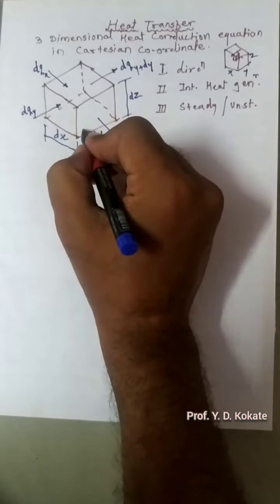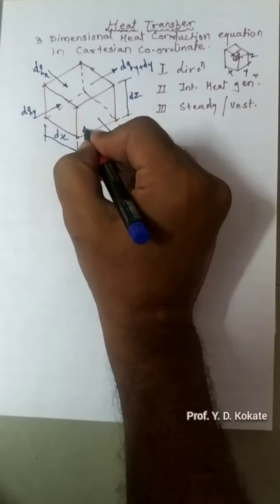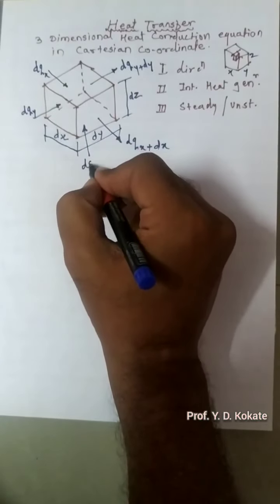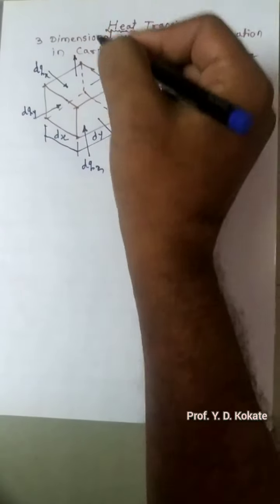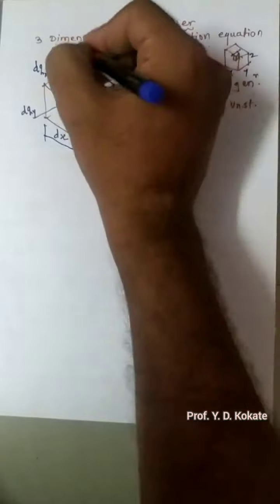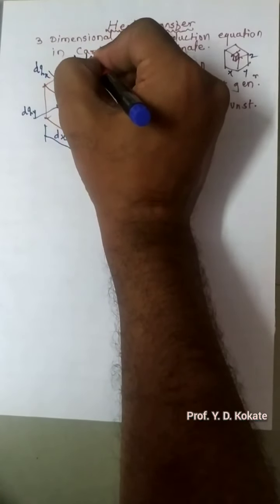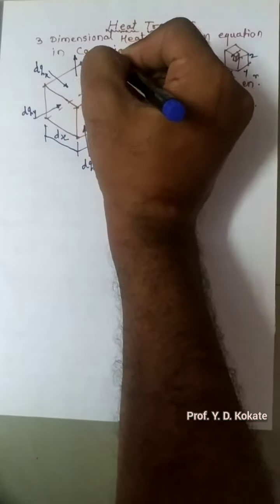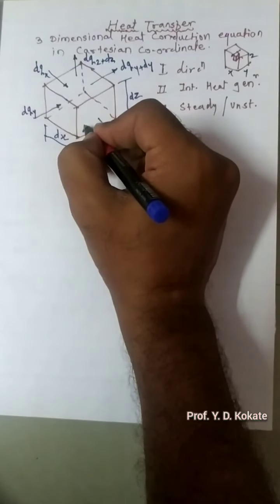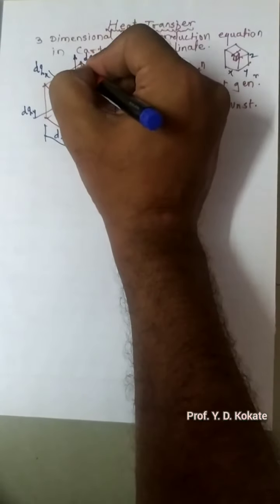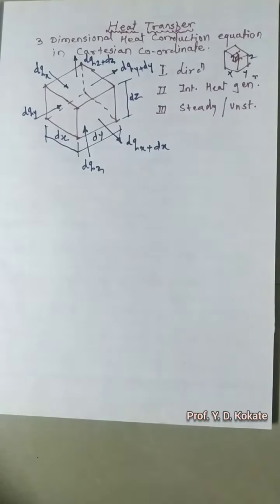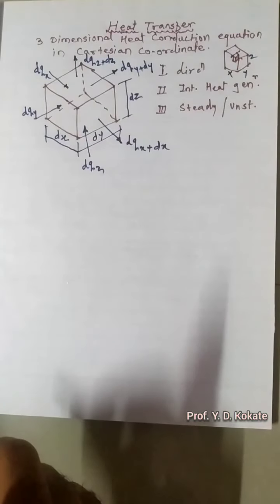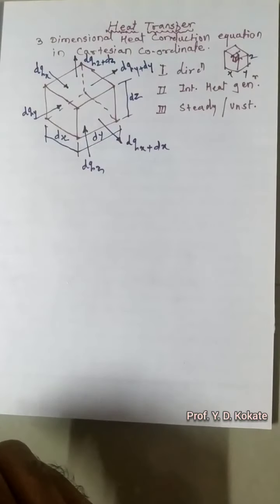Now what is the amount of heat conducted into the element in z direction? dqz. And what is the amount coming from the element in z direction? That is dqz plus dz. So this is the amount coming into the element in z direction, dqz. This is the amount coming out of the element in the z direction, that is dqz plus dz. Now we will take one direction first of all, and then we will find out the rest of the directions.